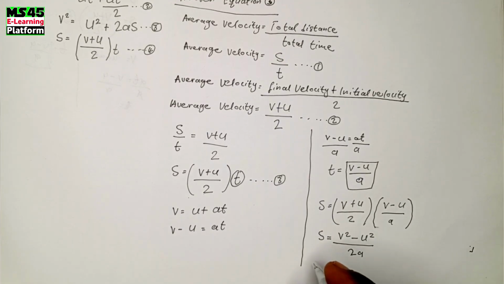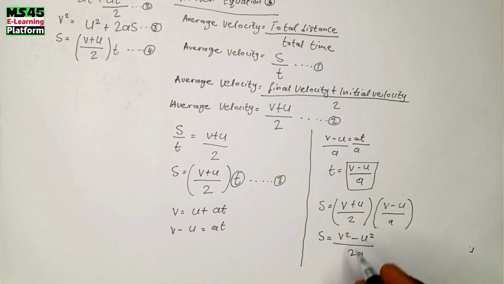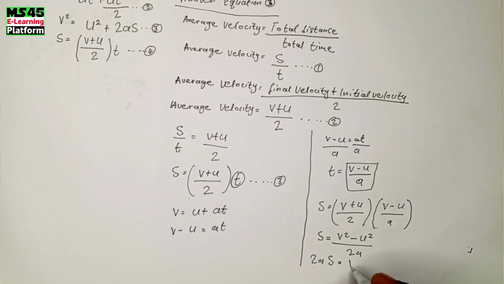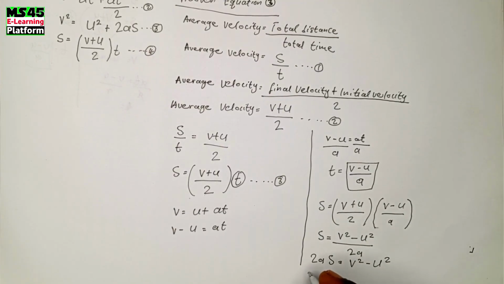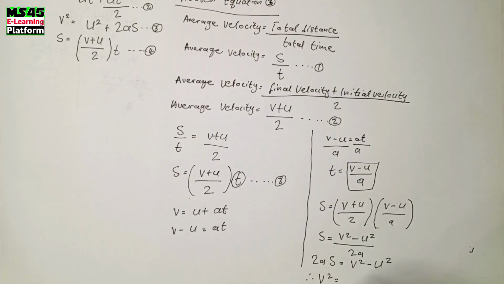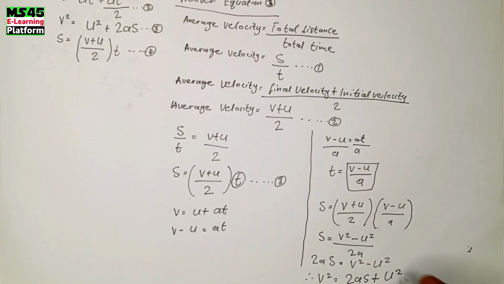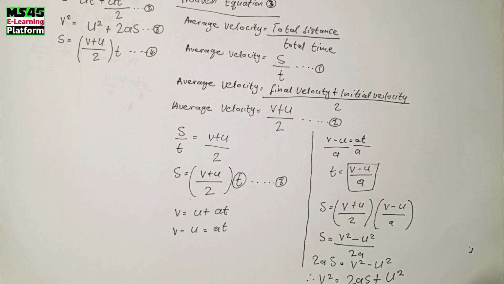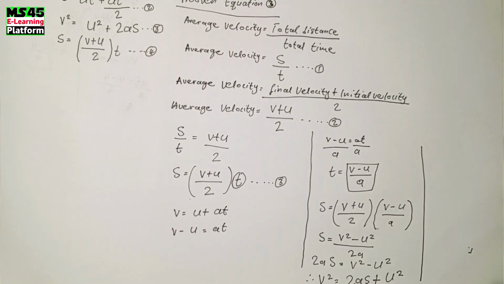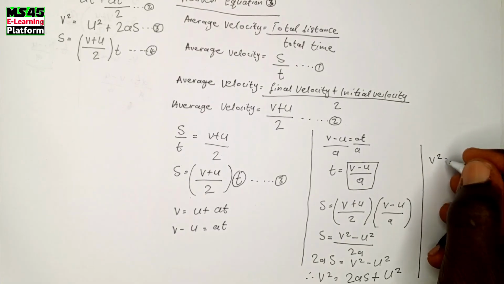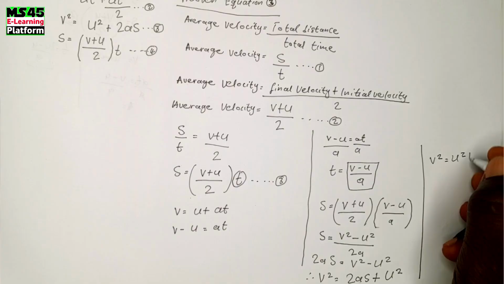So we are making v squared the subject. We are going to have 2a s equals v square minus u square. So therefore our v square will be equals to 2as plus u squared. So this one can also be written as v square equals u square plus 2as. That is it. That's the third Newton equation of motion. You can check it from this side.